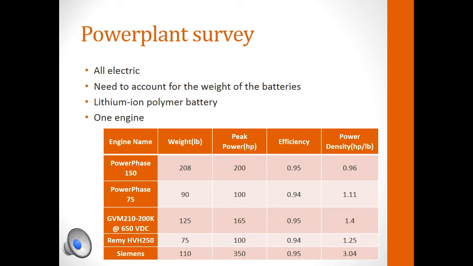From these, our team compared weight, power, efficiency, and power density. From the data collected, the Siemens motor is the most beneficial to our design. It has a low weight and extremely high power density compared to the other motors. Siemens claimed that the motor will be able to lift a 2-ton aircraft off the ground, which is approximately the weight of our aircraft.